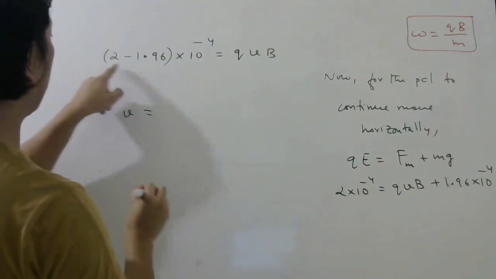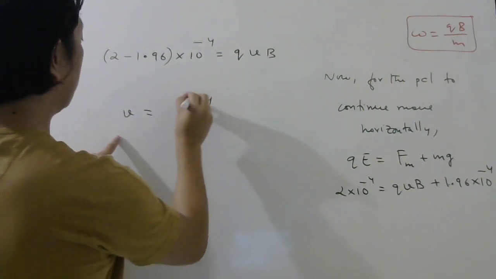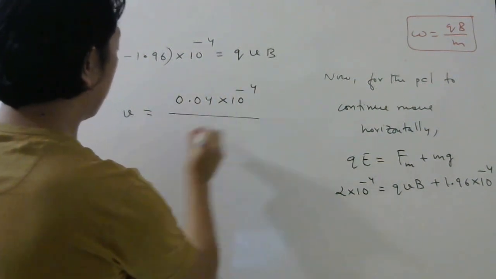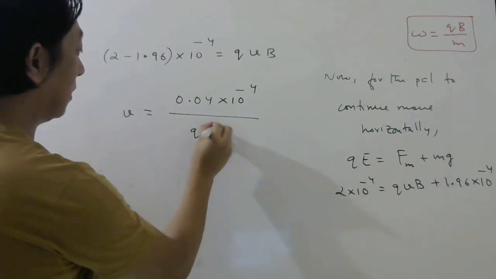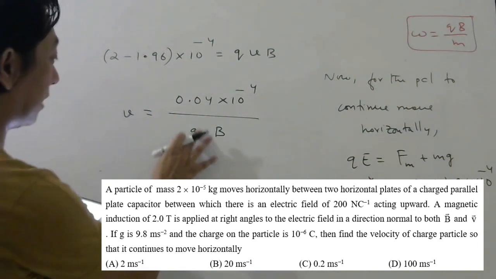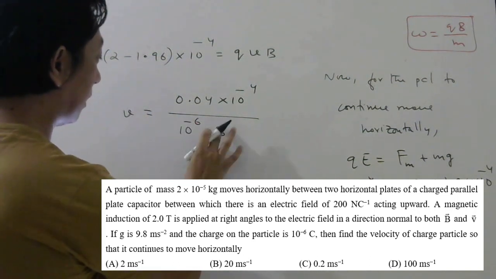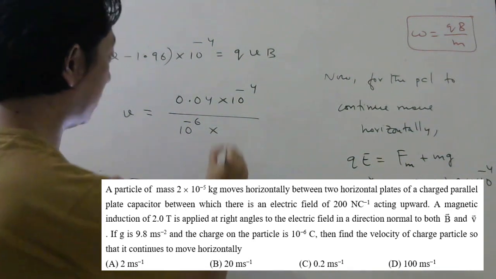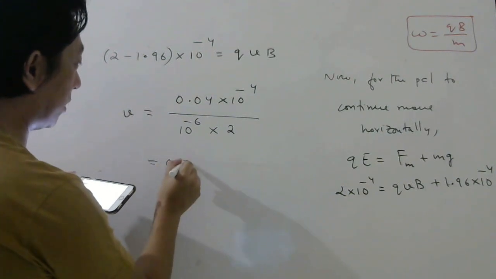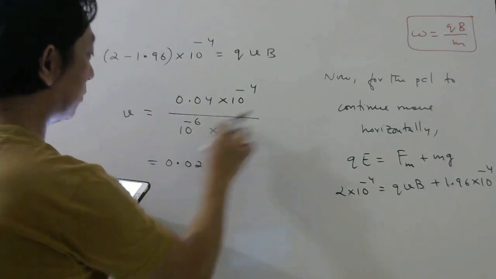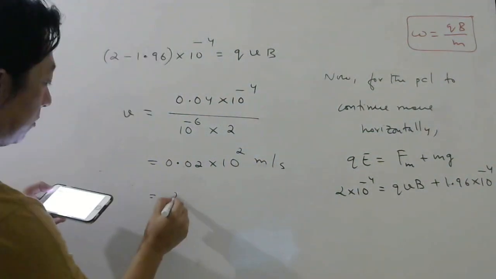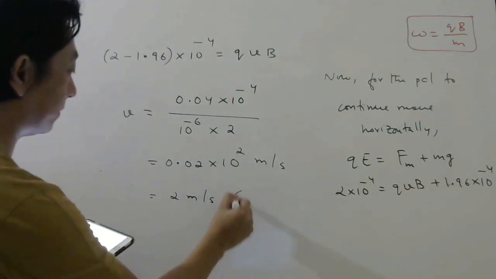So V will be 2 minus 1.96, which is 0.04 into 10 power minus 4 divided by QB. Now what was the value of the charge given? Value of the charge given was 10 to the power minus 6. And what is the magnetic field given? 2 Tesla. So 0.04 divided by 2 will be 0.02, into 10 power minus 4 minus minus 6 will be plus 6, plus 6 minus 4 will be plus 2. This much meter per second will become 2 meter per second. This is the answer, option A.